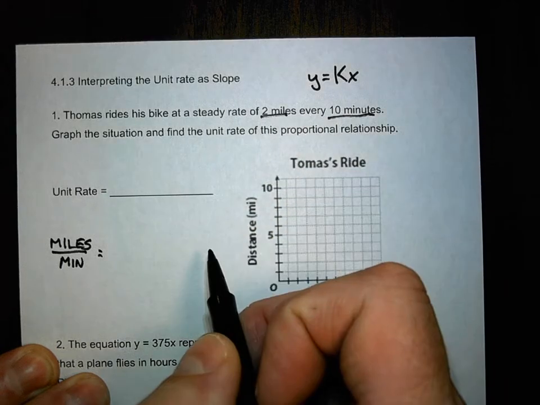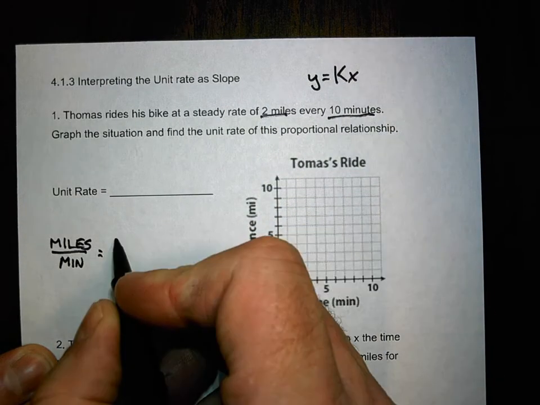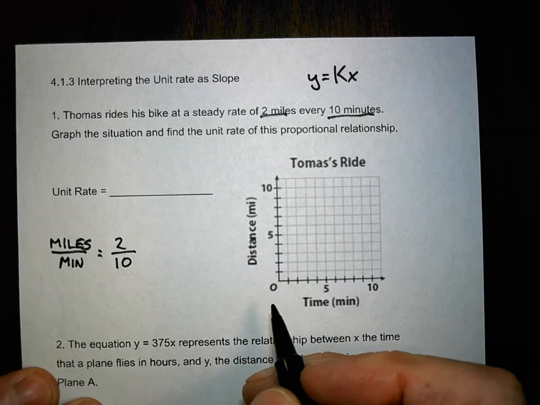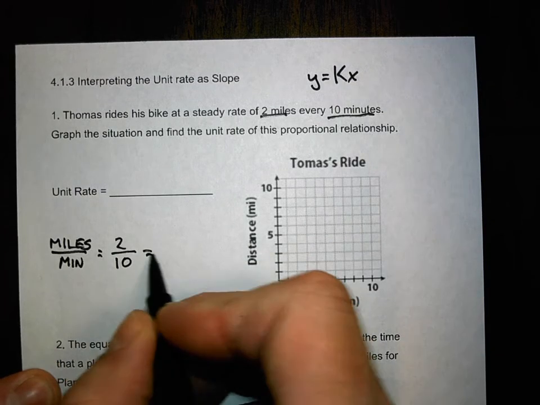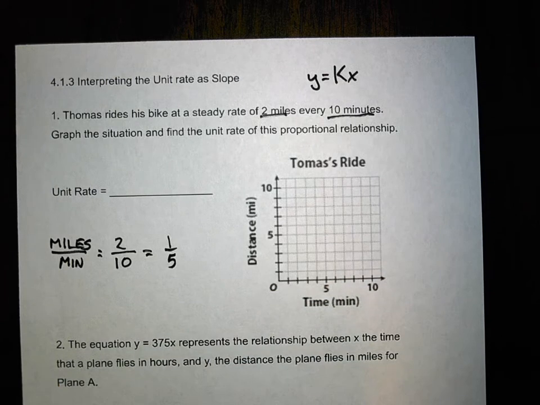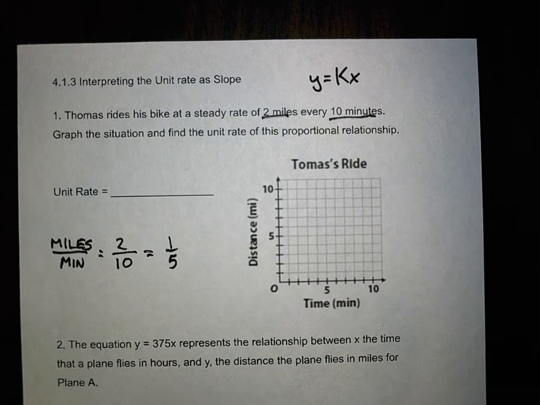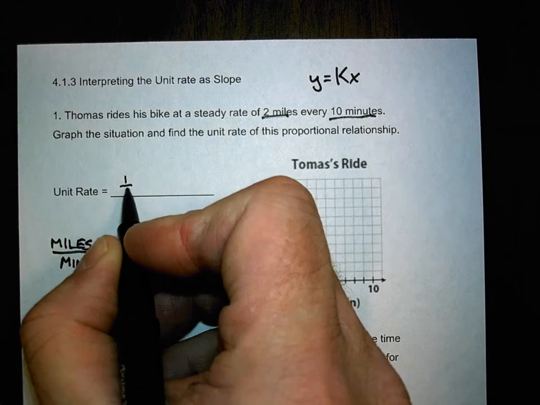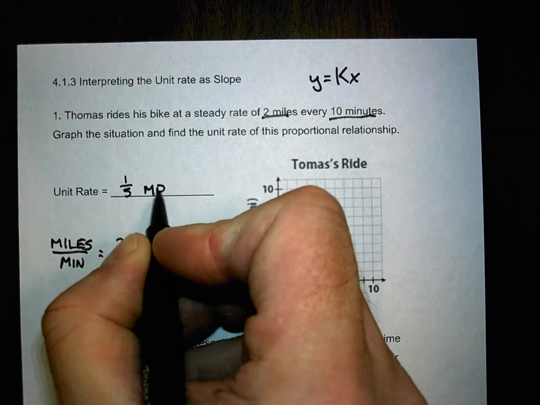How many miles? 2 miles, and how many minutes? So we've got 2/10. What can we change that to? 1/5. So he runs 1 mile every 5 minutes. Does that make sense? So what's the unit rate? 1/5. 1/5 mile per minute.